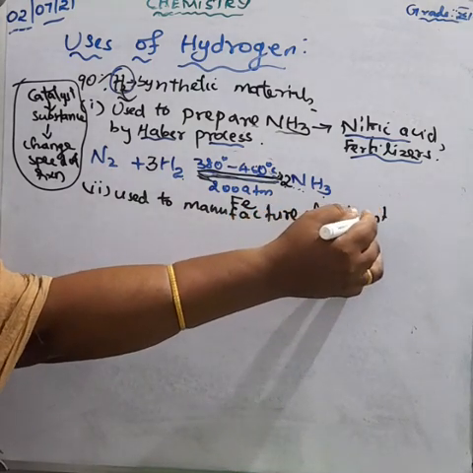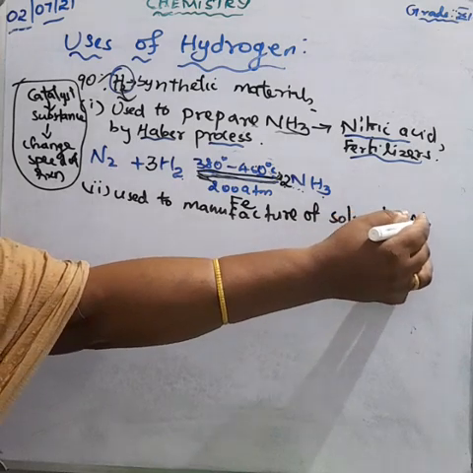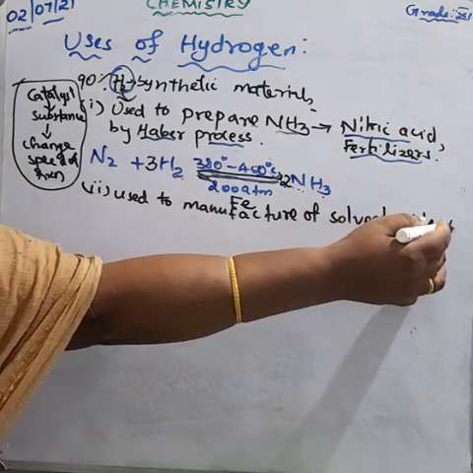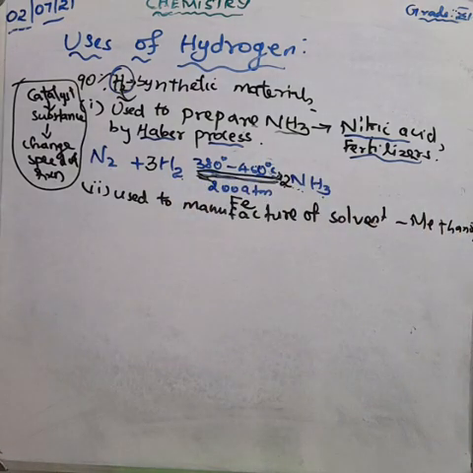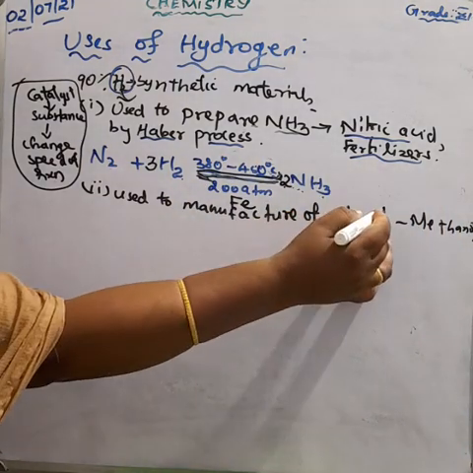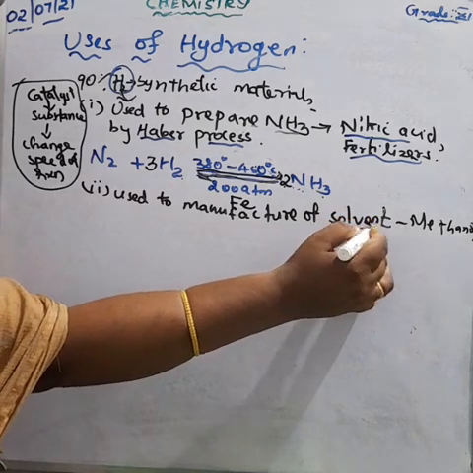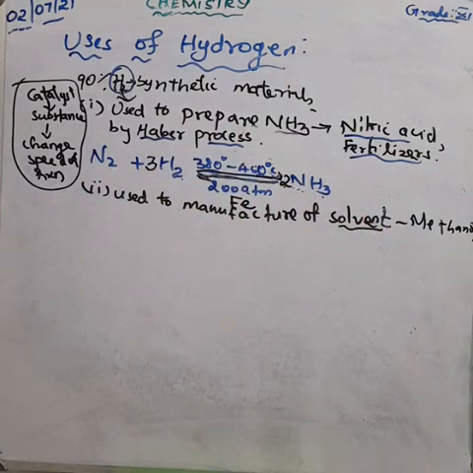For example, methanol. Hydrogen is used to manufacture solvents. Which is the solvent? Methanol. What do you mean by solvent? A solvent is used to dissolve the solute particles. We use a solvent to dissolve the solute.